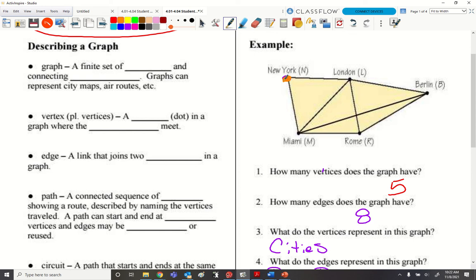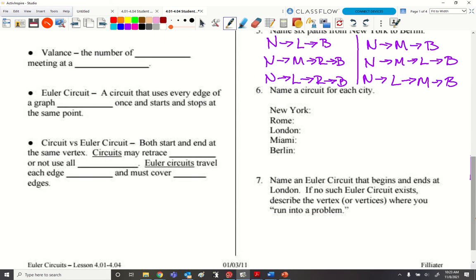Where should I go? Yeah, go ahead. New York, Miami, then London. Okay, New York, Miami, London, then back to New York. Is that pretty easy there? So what am I going to write for that answer? Miami and London, right? So my route starts in New York, goes to Miami, and then goes to London, and then back to New York. There you go.